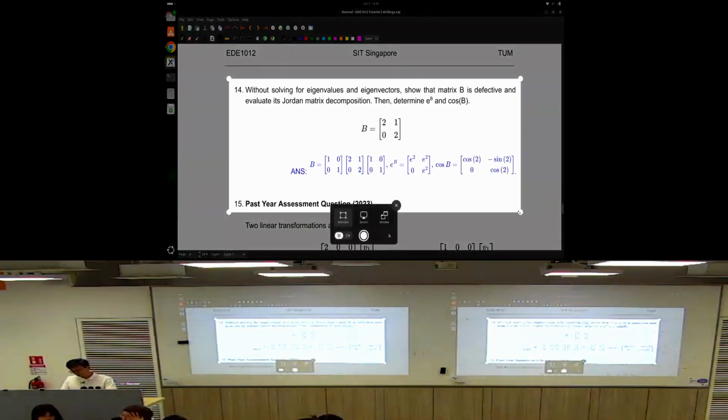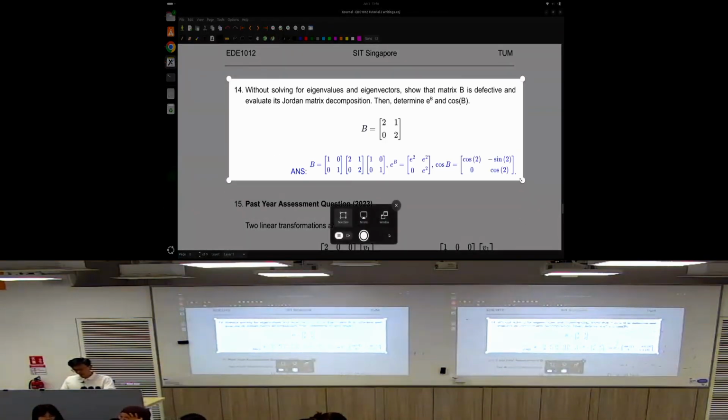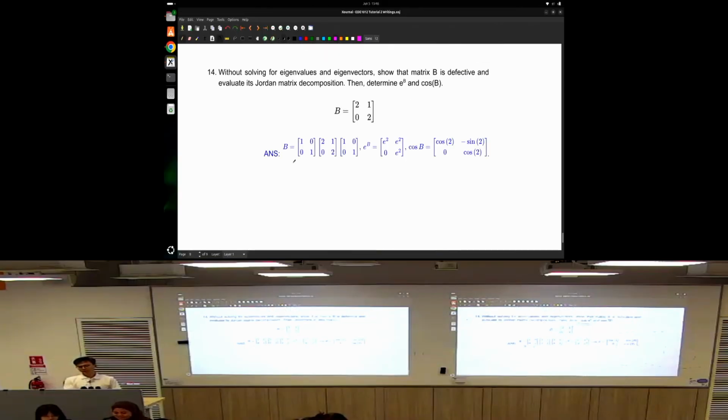So what's the deal with question 14 here? Because it looks a bit funky. It says here, without solving for eigenvalues and eigenvectors, show that the matrix B is defective. That means you don't even need to solve. You will know that it's defective already. You don't even need to look at the eigenvalues and vectors. You just take one look at it and you know it's defective.